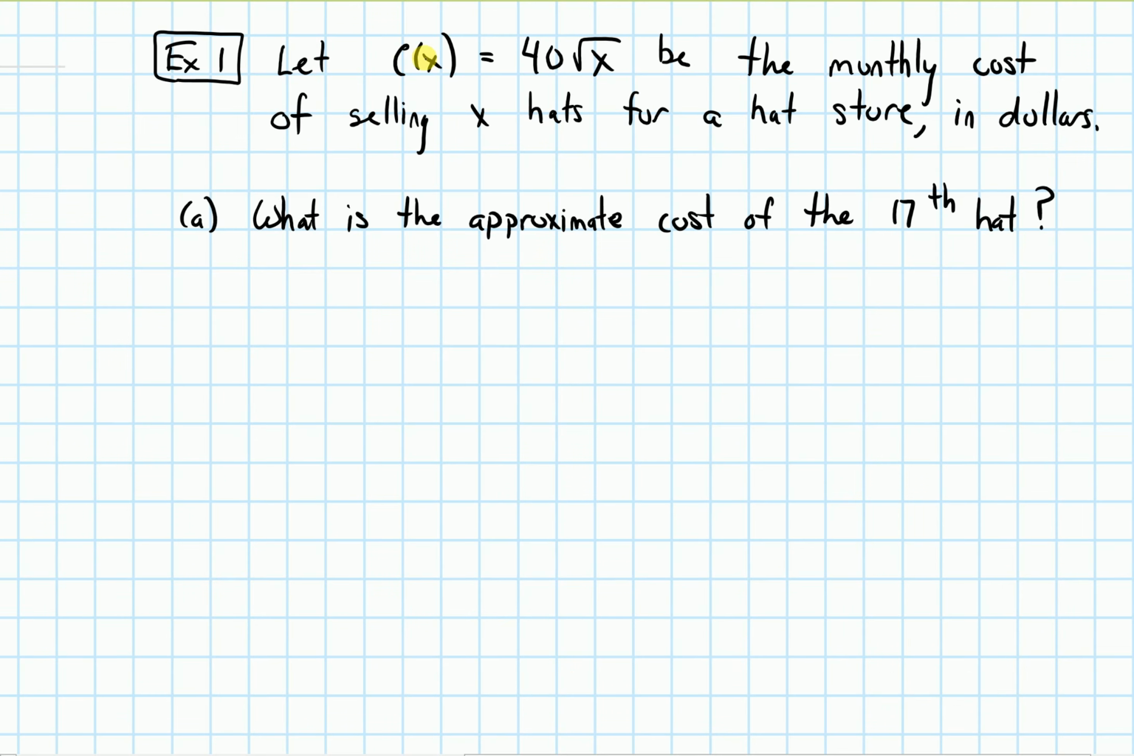Let c of x be equal to 40 times square root of x be the monthly cost of selling x hats for a hat store in dollars. Part A is, what is the approximate cost of the 17th hat?